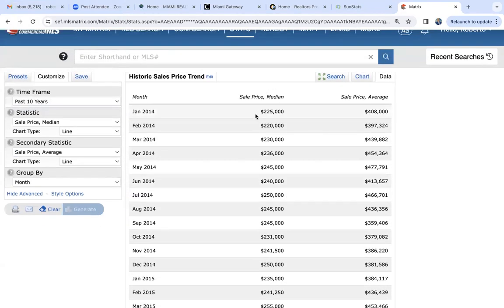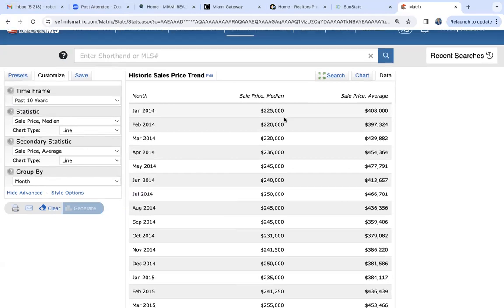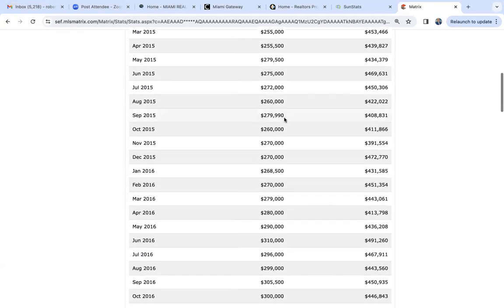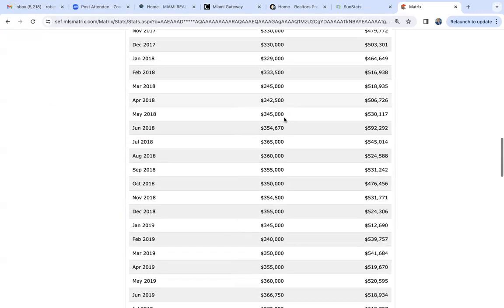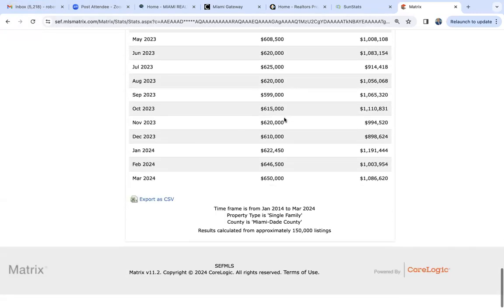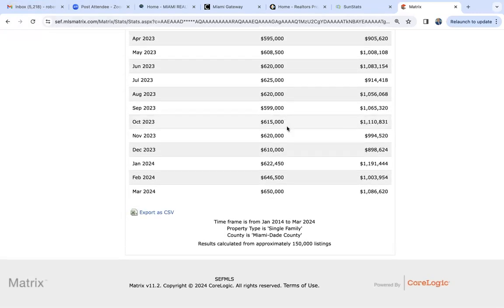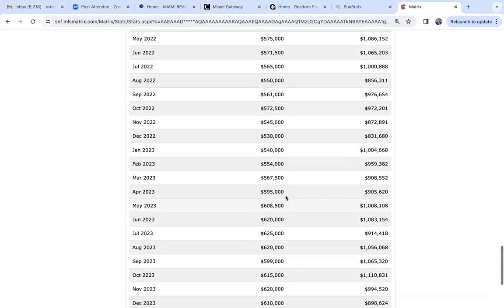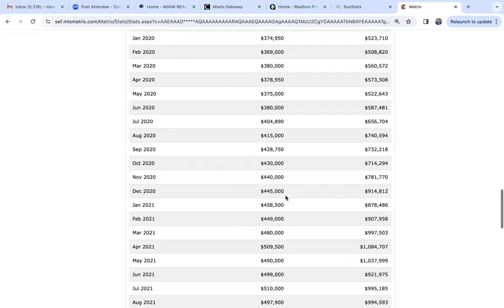So the median price for a single family home in 2014 was $225,000. Look at the increase through the years, right? And where do we stand today, guys? Unbelievable. The median price for a single family home in Miami-Dade County is now up to $650,000. It is the highest it has ever been in the last 10 years.